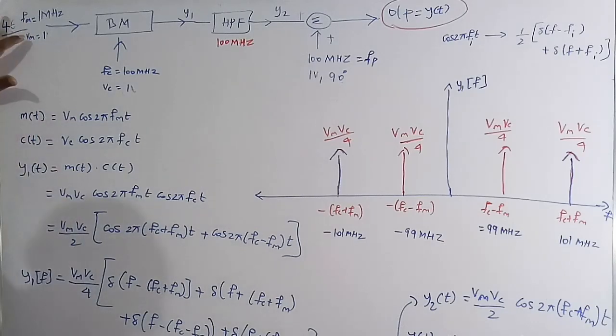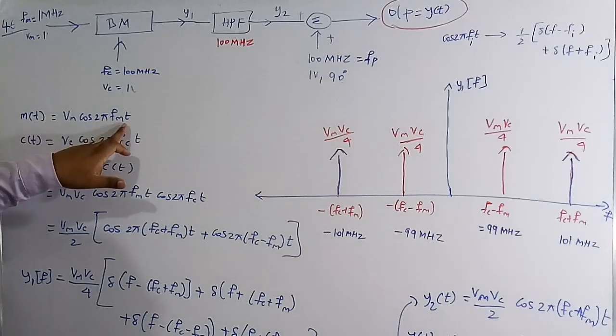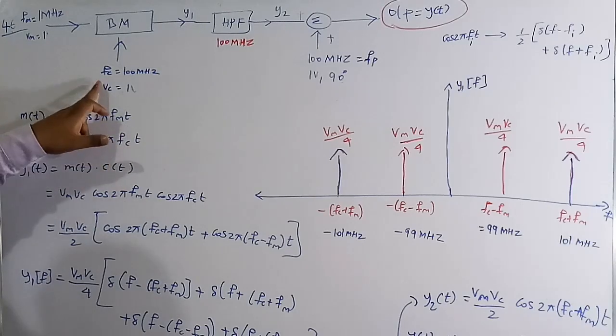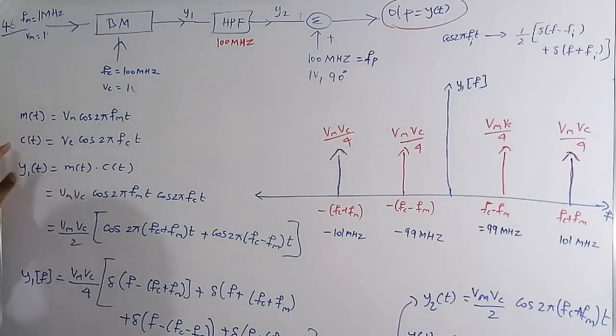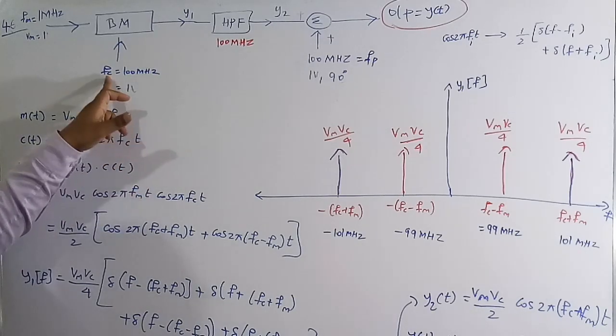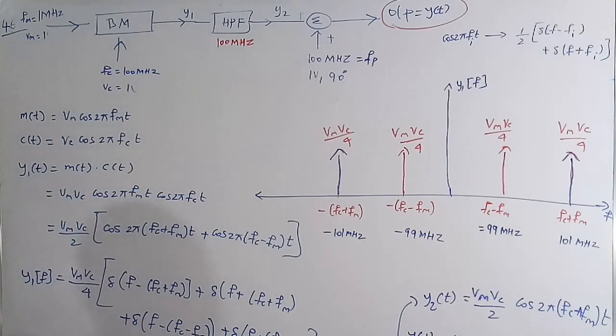So here this m of t is called a message signal. Let me write the standard equation. m of t is equal to Vm cos 2 pi fm t, where Vm is equal to 1 volt and fm is equal to 1 megahertz. And similarly, this is a carrier signal. The standard equation is c of t is equal to Vc cos 2 pi fc t. So Vc is equal to 1 volt and fc is equal to 100 megahertz.